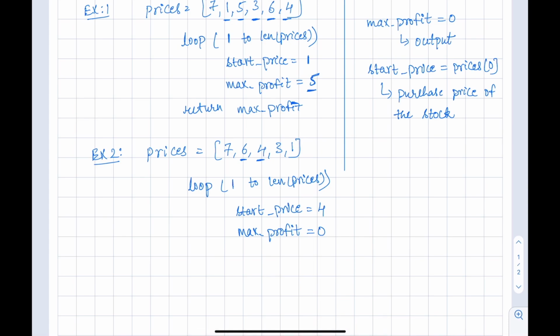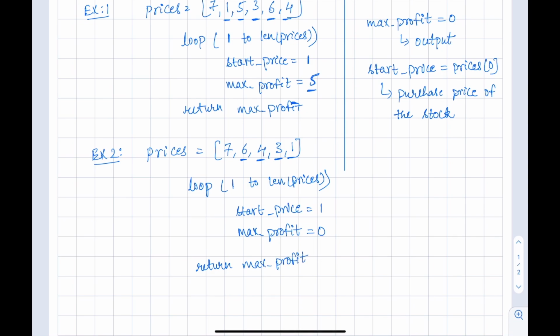The next, I'm going to day 4. I'm going to update my start price again to 3. And no profit is achieved, so maximum profit remains 0. Next, I'm going to the day 5, final day. And I'm going to update my start price again because the current day price is lesser than the start price, and maximum profit remains the same since no profit is achieved. So what am I going to do? Finally, return the max profit.